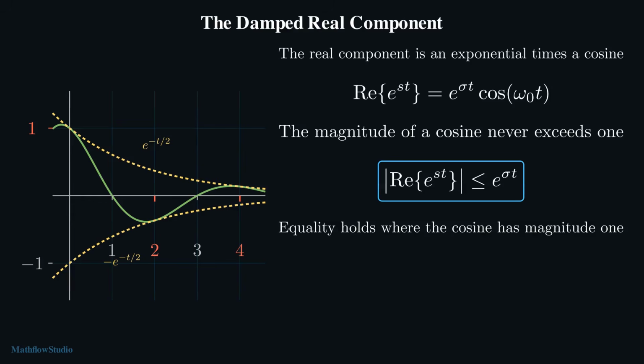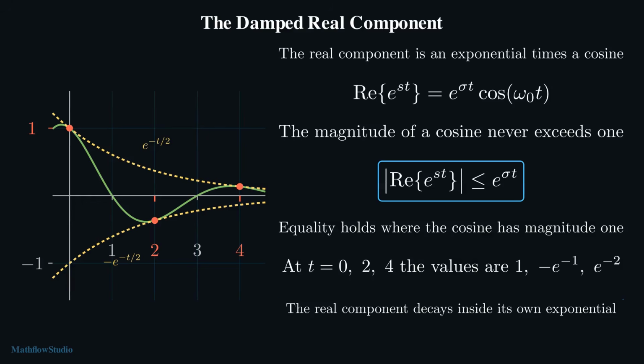At the origin, at the instant 2, and at the instant 4, the values are 1, -1 over the number e, and 1 over the number e squared. The real component decays inside its own exponential.